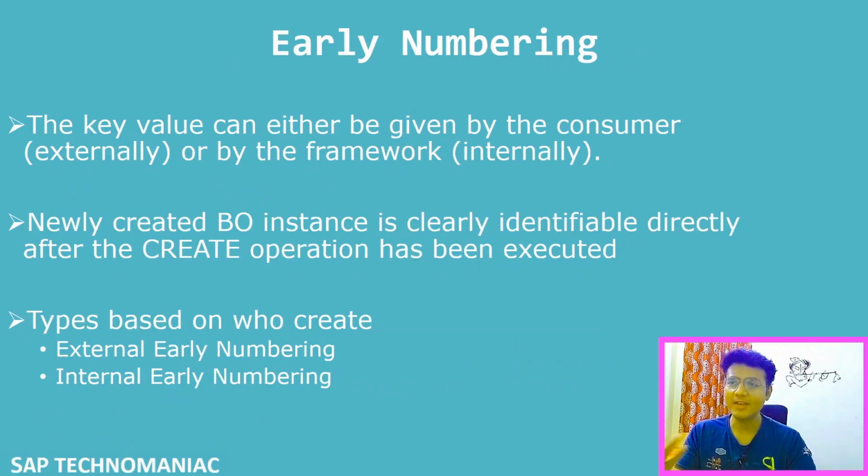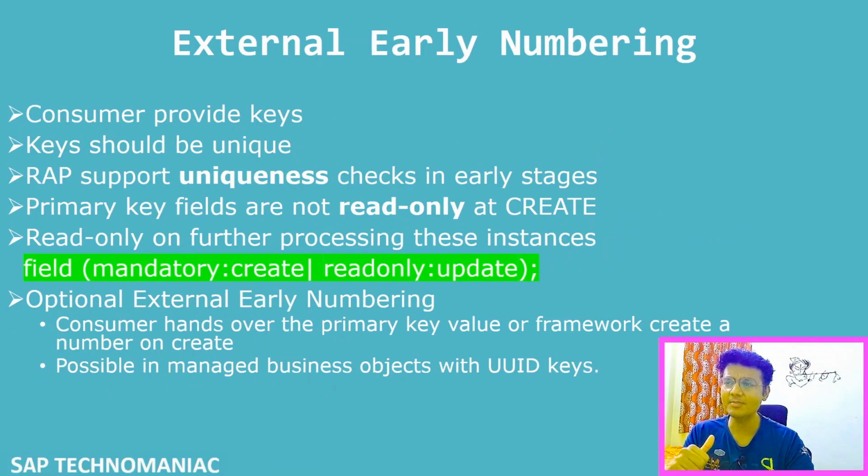But for early numbering, we again divide it based on who is giving that early numbering: external and internal. When externally somebody gives that particular number, in our case, for example, when I am creating the travel instance and I give the travel ID primary key field, then it is called external early numbering. But we have to make sure that whatever key you are giving should be unique, first thing. Second thing, in our case, if it is not unique, we get an error.